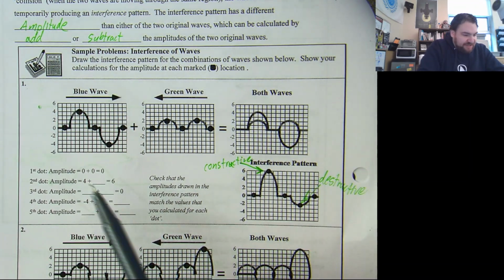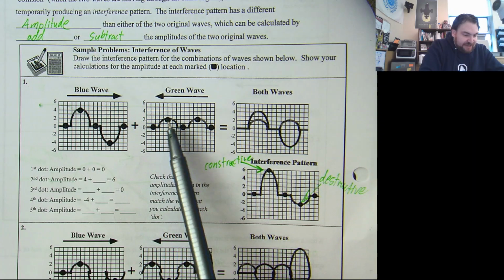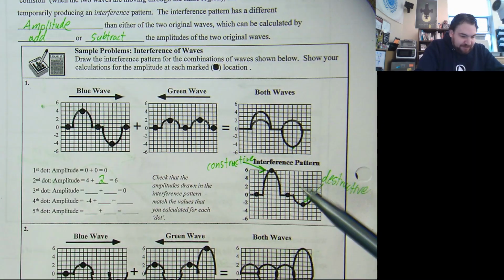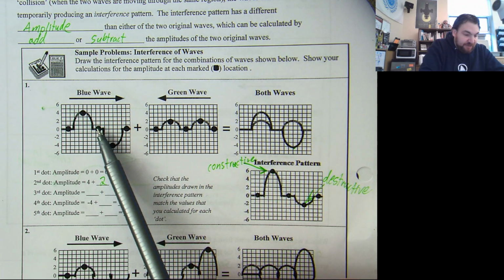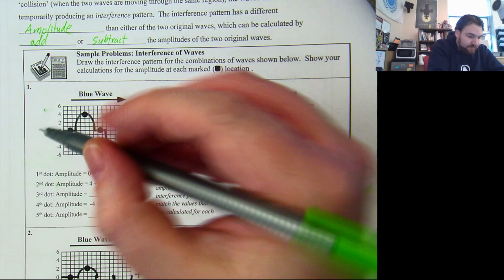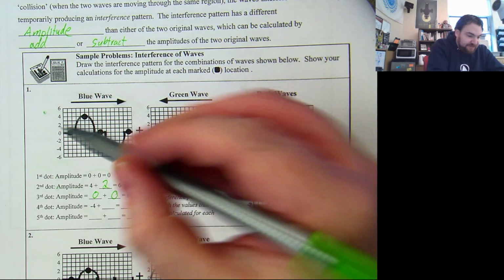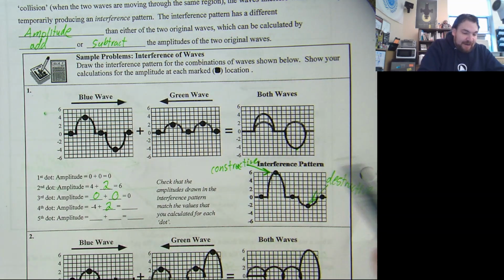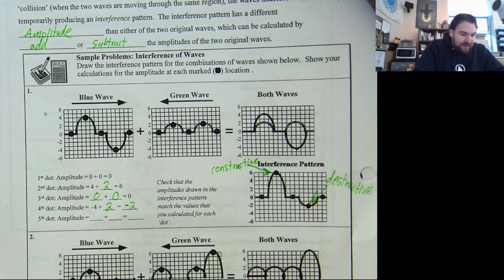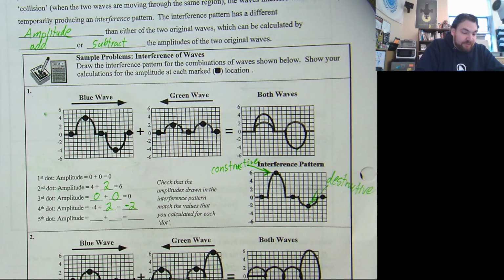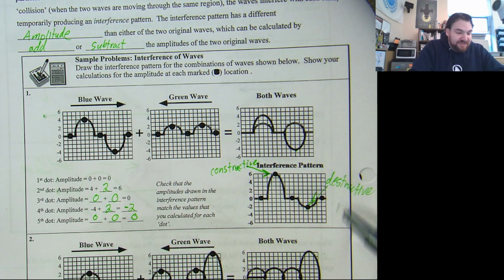So the math here looks like this. The first dot was 0 plus 0 is 0. The second dot, 4 plus 2 gave us an amplitude of 6. The third dot was 0 and 0 again. The fourth dot was at -4 and +2, so that gave us an amplitude on the interference pattern of -2. And then the fifth dot was at 0 again. So the final was at 0.